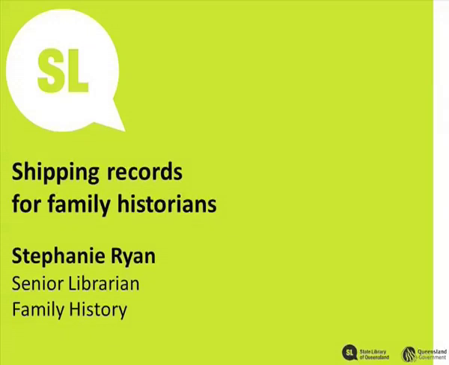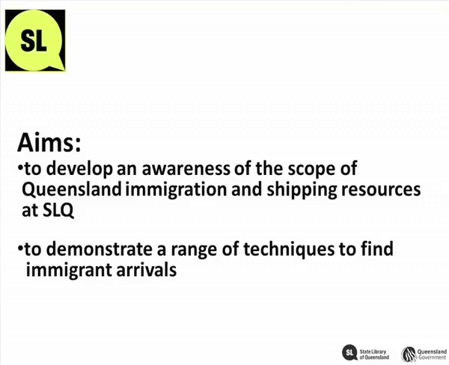So where does the State Library fit into all of this? We're talking about largely government records. So where are we? Today we're going to look at the scope of Queensland immigration and shipping records, which actually means more than Queensland because people actually move all over Australia. And to look at some of the techniques to find immigrant arrivals.